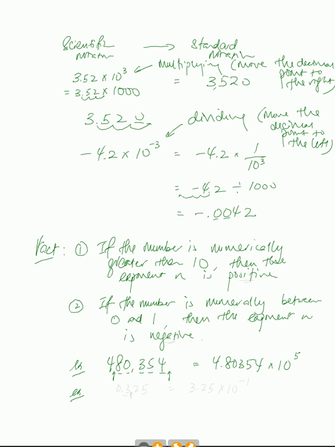For example, if this was 0.325, that's a small number, something between 0 and 1. When you move the decimal point, it's one place, and because it's small, you have 10 to the power of negative 1. So you can use big and small to help you. When it's a big number, the exponent is positive. When it's a numerically small number, the exponent is negative.